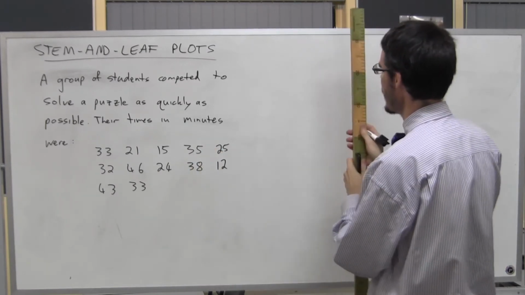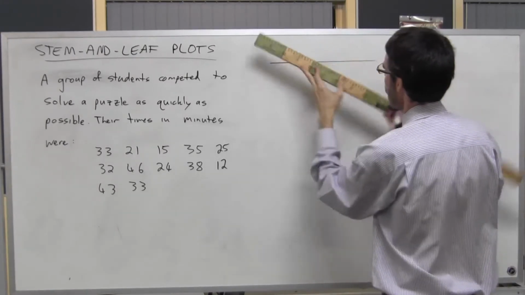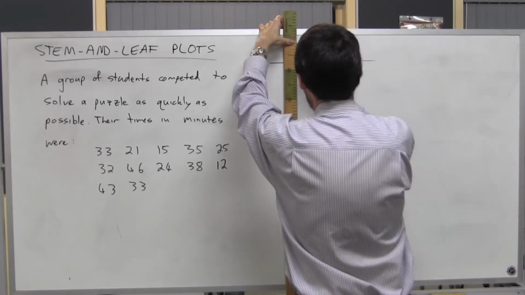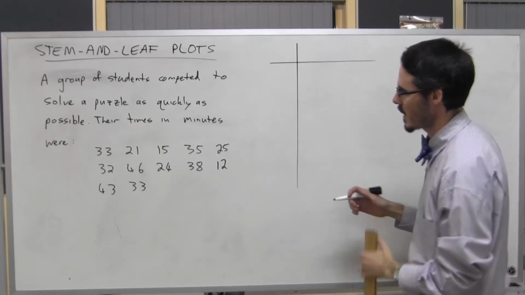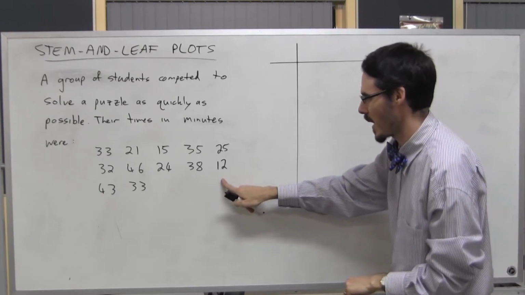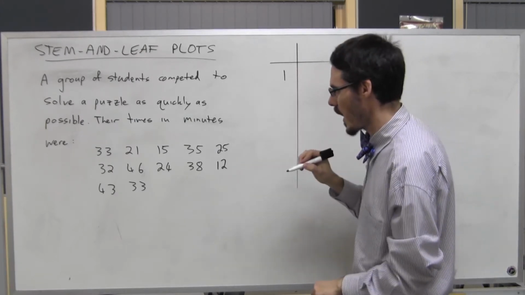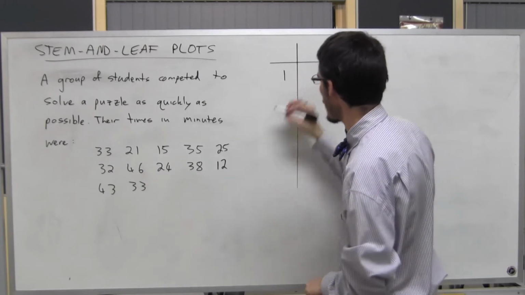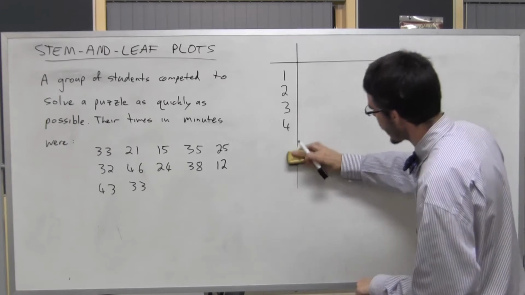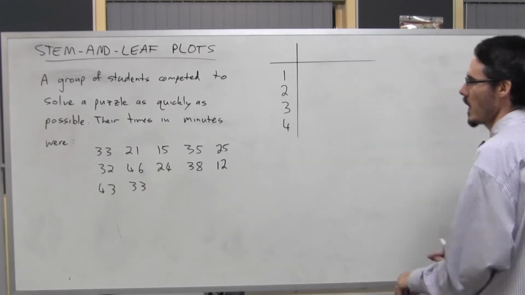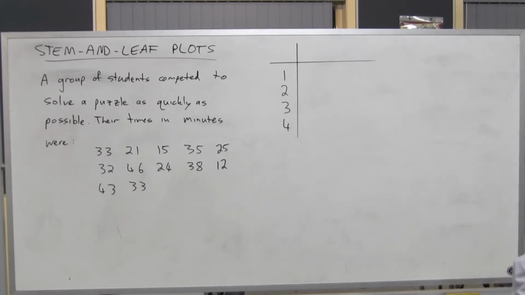So we're going to go, draw this up. The stems go on the left and the leaves go on the right. What's the smallest stem I have? The smallest tens digit? It's 1. And the largest is going to be 4. And in fact, I don't need those. Okay, let's put them in and cross them off as we go.